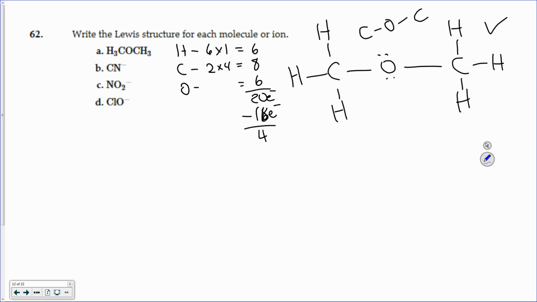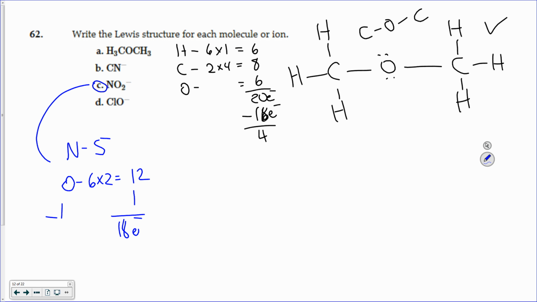Okay, let's look at one of the polyatomic ions. Let's do NO2 minus. Nitrogen has 5. Oxygen has 6. There's 2 of them, so that's 12. And it's a -1 charge. That's 1 more. 18 electrons.